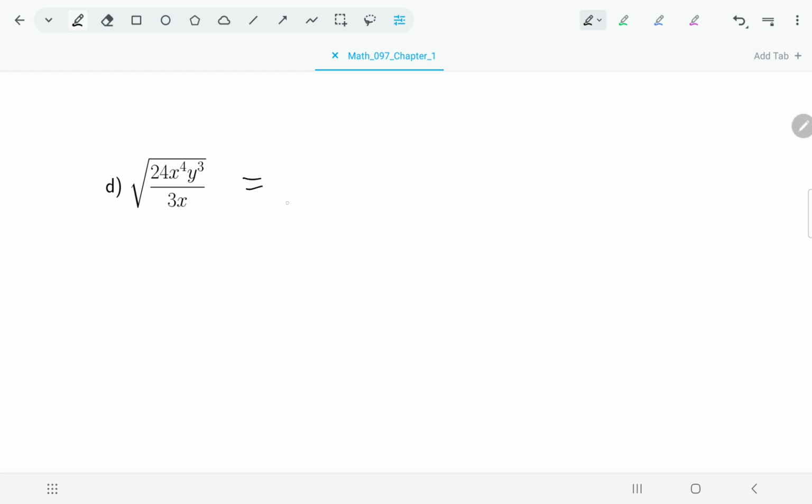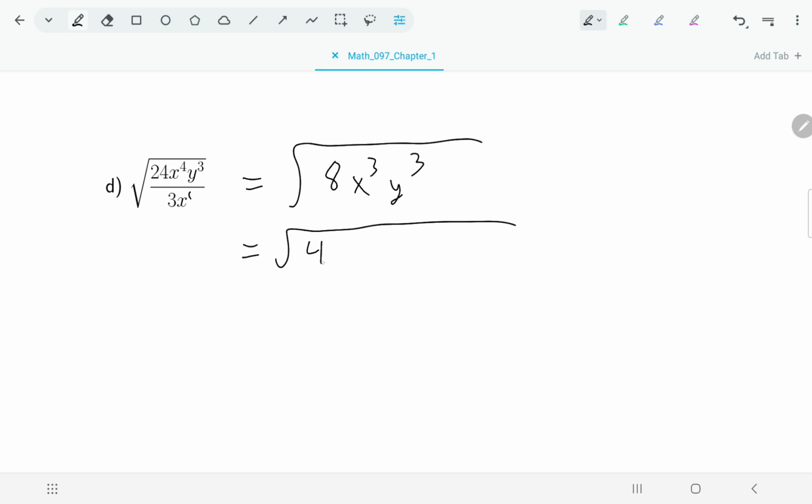I'm going to start off by saying, well, I have 24 divided by 3, which is 8. I have x to the 4 divided by x, which is the same thing as x to the 1. So that would give me x to the 4 minus 1, which is x cubed. And then I'd have the y cubed left over. So now, kind of the same thing as the very first example, we have some perfect squares that are buried inside that. I know that for 8, there's a perfect square of 4 that goes into that, 4 times 2. For x cubed, x squared is a perfect square that goes into that. X cubed is x squared times x to the 1.